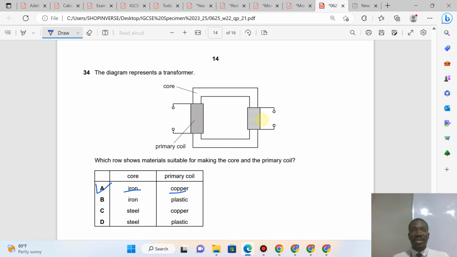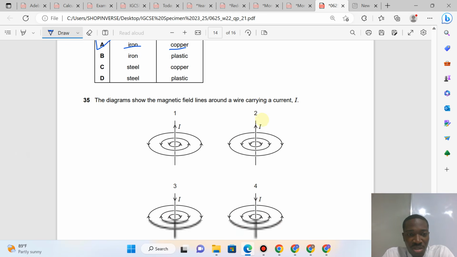Iron, so it can direct the magnetic field, while copper has low resistance, hence the coil will not heat up. The coil will not heat up because copper has very low resistance. So let's go straight to question 35.